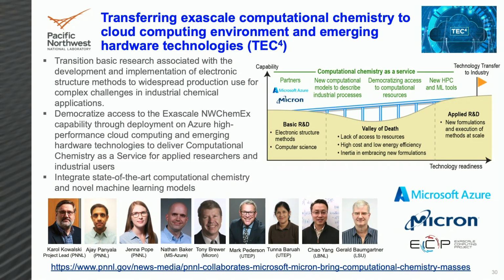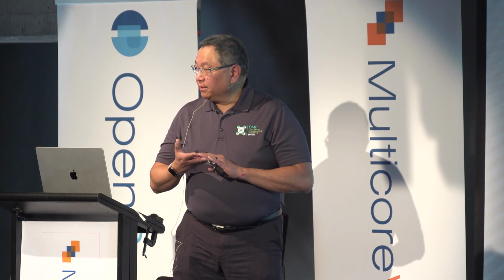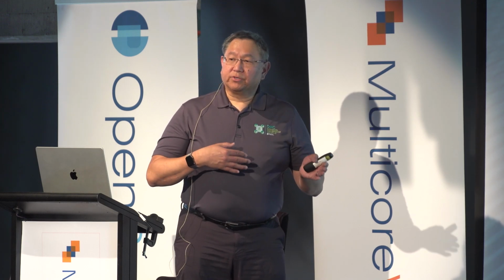One last shout out to Microsoft. We just started earlier this year a project that includes Microsoft and Micron and a number of academic partners and Lawrence Berkeley National Lab. And in a nutshell, the key point behind this Accelerate project is to also bridge the Valley of Death, but start with a computational chemistry application that was developed with funding under the Exascale Computing Project, get it transitioned to Microsoft Azure to provide computational chemistry as a service.